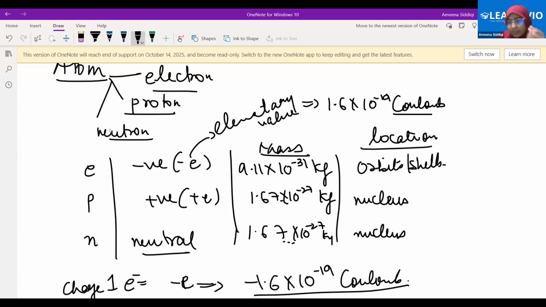They are almost similar. So 9.11 into 10 raised to the power minus 31 kg. Why kg? Again, the standard unit of mass is kg. Now, minus 27, minus 27.